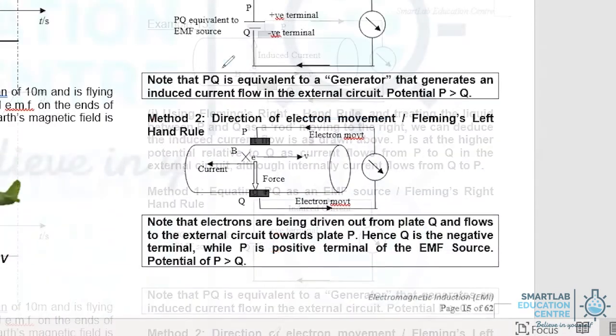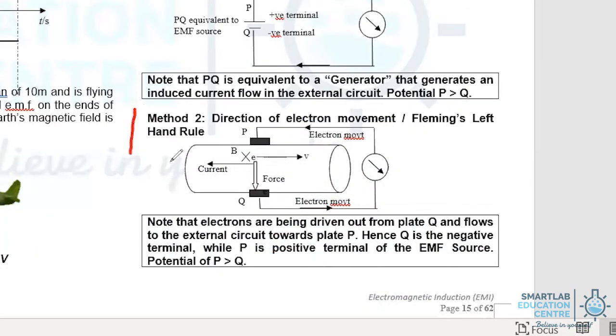Alternatively, in the second method, we'll be using Fleming's left-hand rule. In this case, we will be studying the electromagnetic force acting on the electron. So if we have an electron that's moving from left to right in this direction because of the motion of the conducting fluid, we know that the conventional current flow will be in the opposite direction. So this is the direction of the current. And the magnetic field continues to go into the paper.